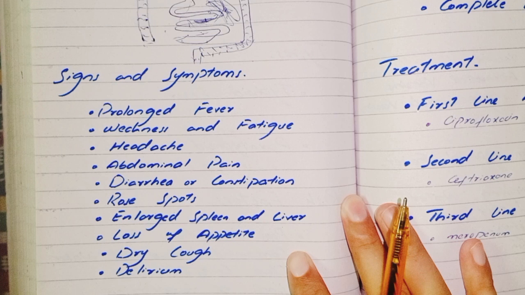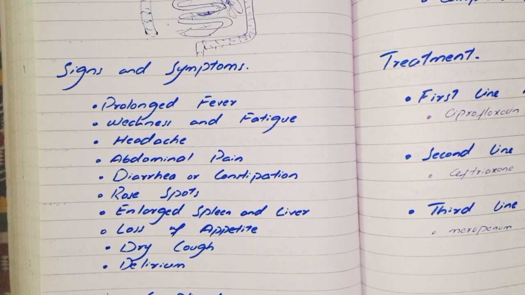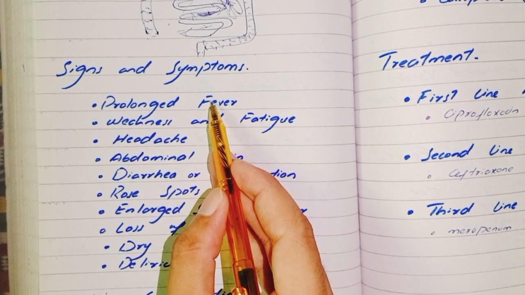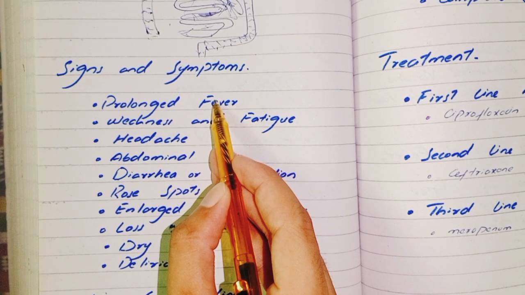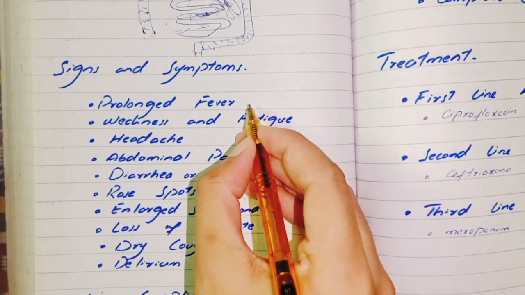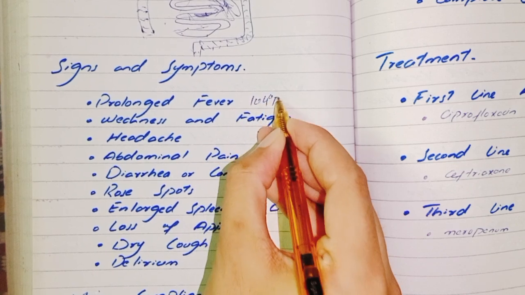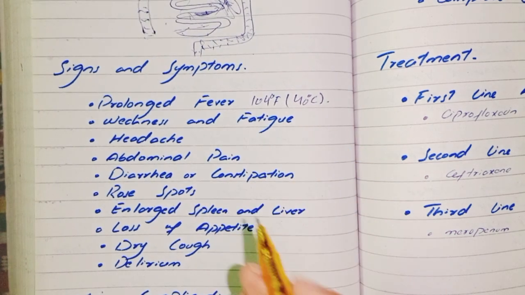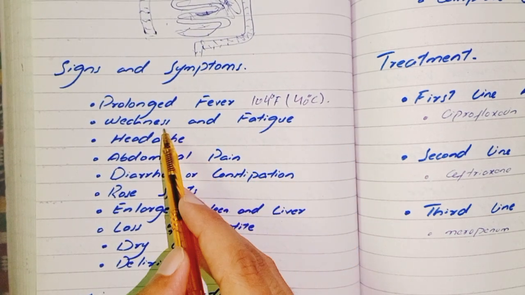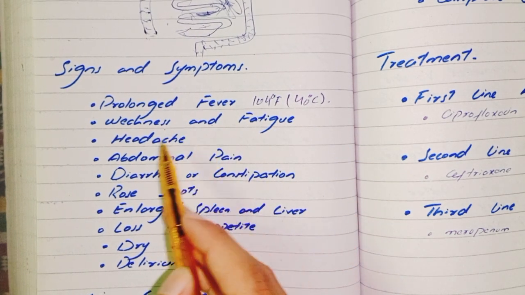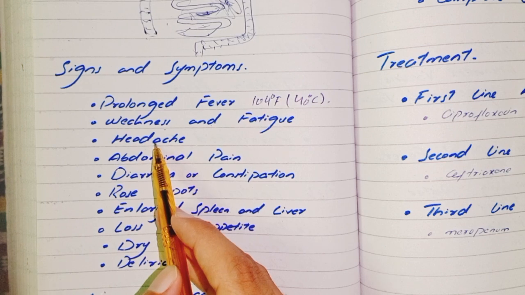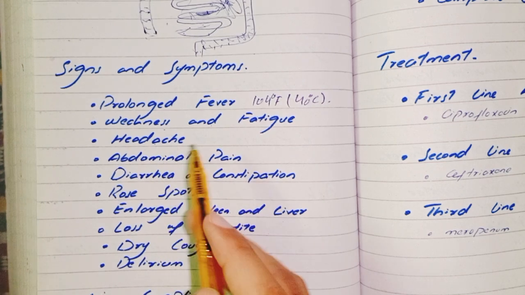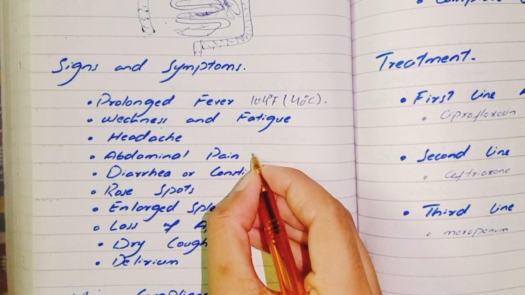Next section is about the signs and symptoms of typhoid fever. Prolonged fever is the first sign and symptom, generally a rising temperature that can reach as high as 104 degrees Fahrenheit or 40 degrees centigrade. Second sign and symptom is weakness and fatigue. Third sign and symptom is headache. Fourth is abdominal pain, particularly in the right lower quadrant.